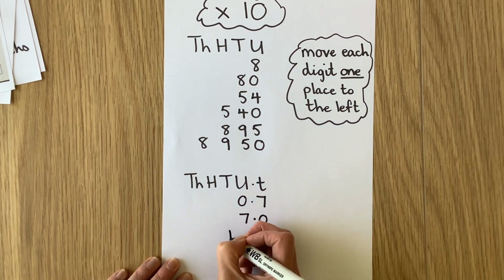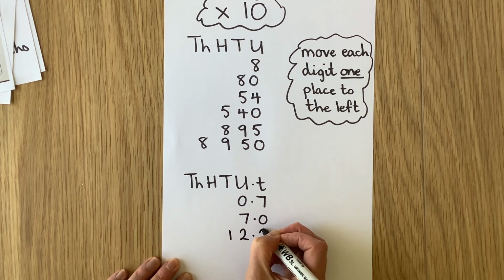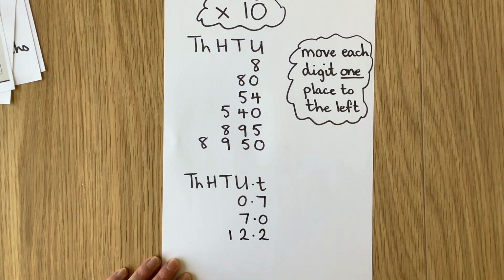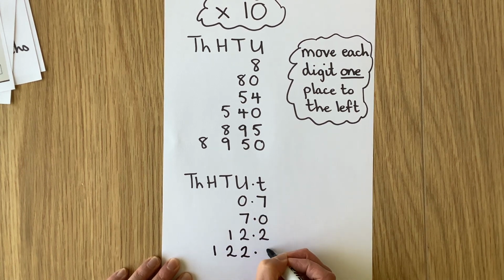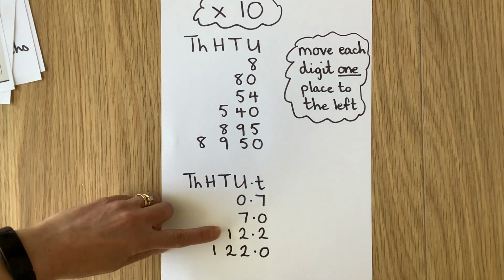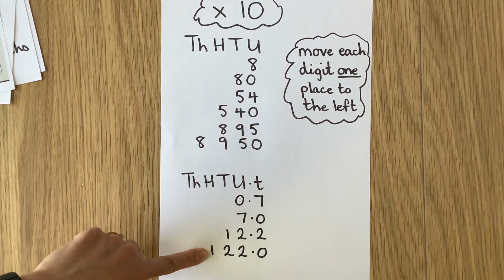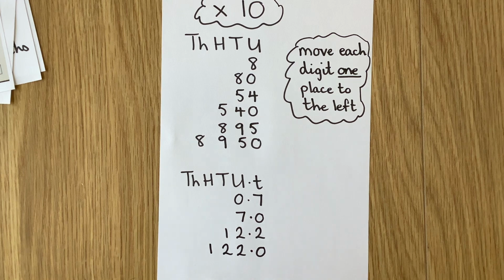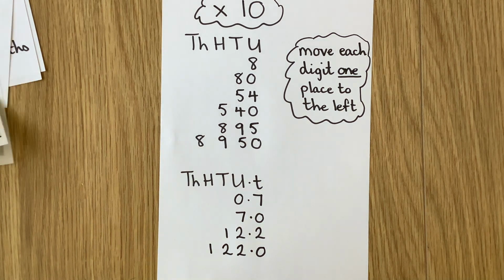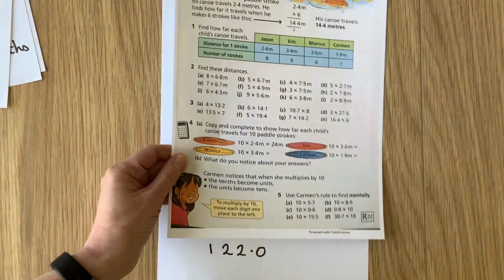If I had the number 12.2 and I want to multiply it by 10, then again I take each number and I move it over. So that 1 is in the tens, move it into the hundreds. The 2 moves into the tens. This 2 that's in the tenths moves into the units. Decimal point 0, 12.2 times 10 becomes 122.0.